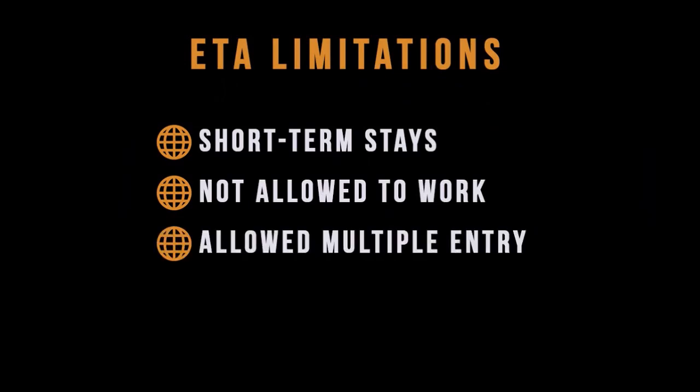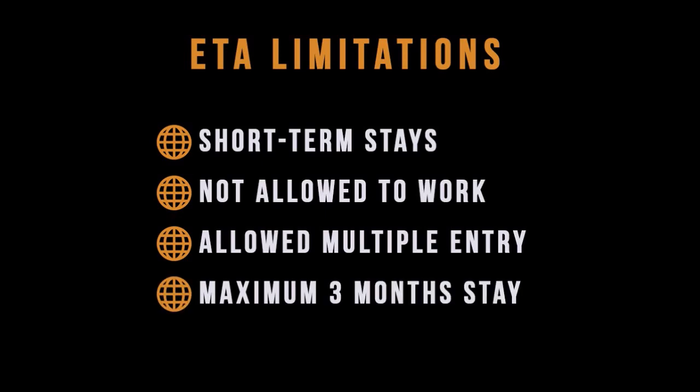You're able to enter and leave Australia as many times as you need to during the 12-month period, from the date the ETA is granted, or until the expiry date of your passport, whichever is earlier. You can stay in Australia for a maximum of 3 months on each visit.